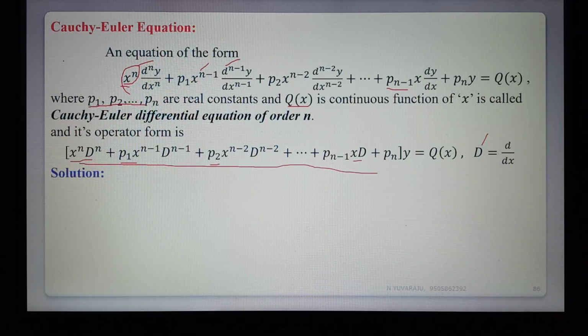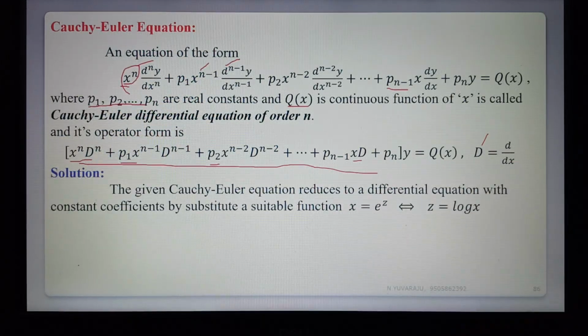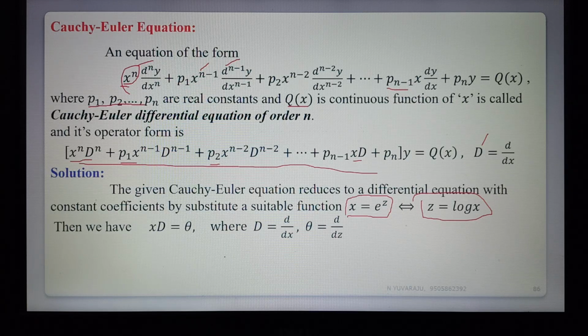So how do we eliminate x here? The given equation is reduced to a differential equation with constant coefficients by substituting a suitable function, x is equal to e^z, or log x is equal to z, a new variable. Then after substitution we get xD is equal to theta. Theta is also another operator, a differential operator with the new variable z.